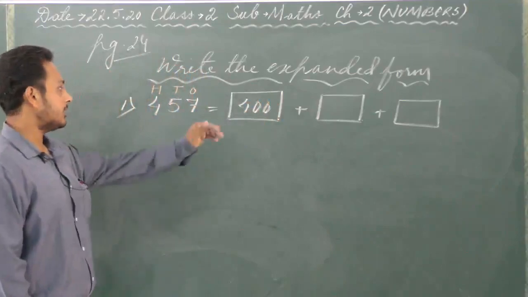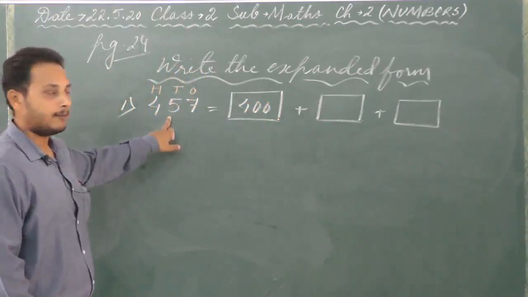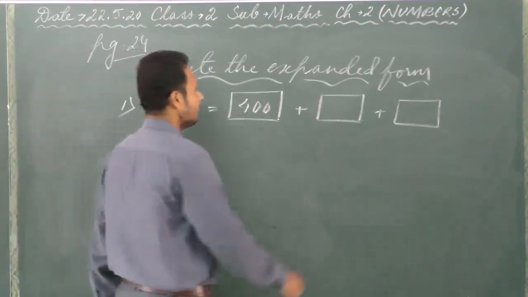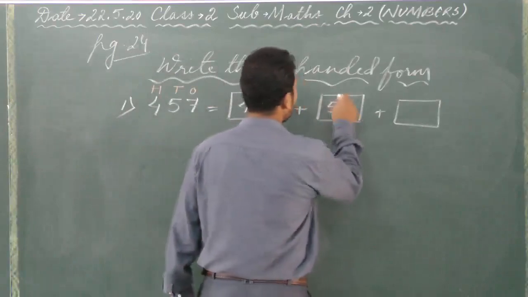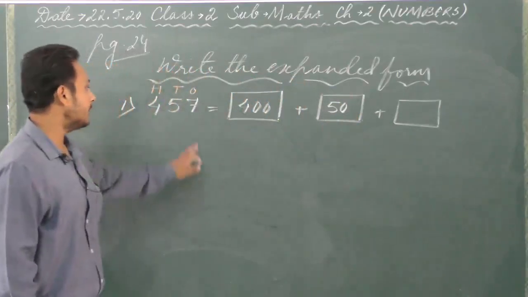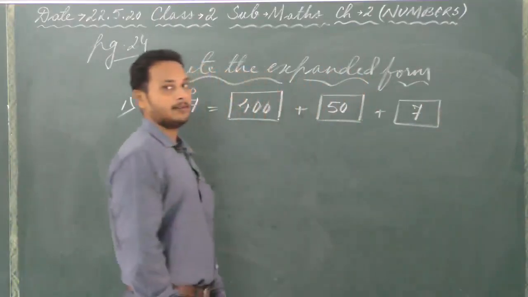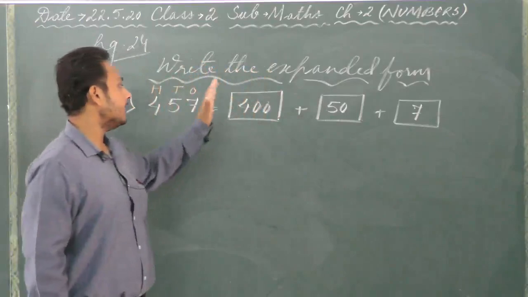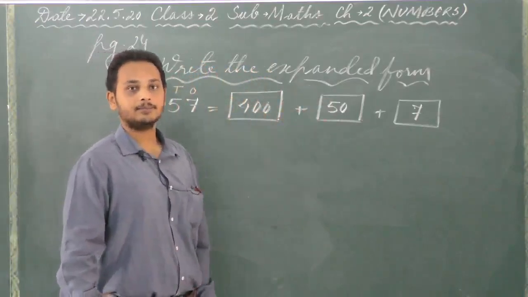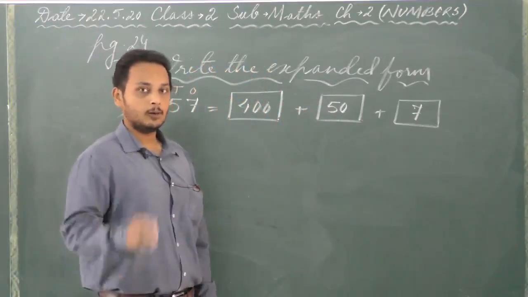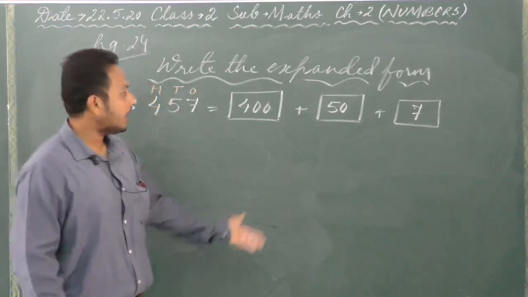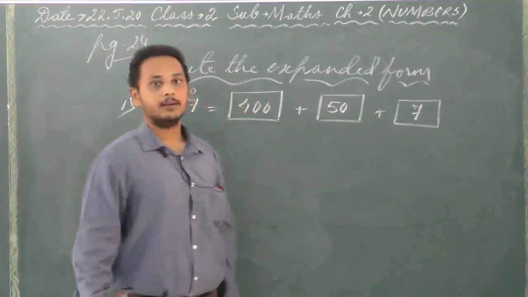Okay, then the next is 5. 5 is in tens place. So the value of 5 is here 50. And then the last number is 7. Since it is in ones place, we'll write only 7. Okay, 457. Did you understand? Now one point to remember is that why do we put plus in between?